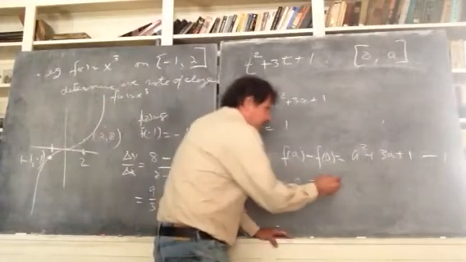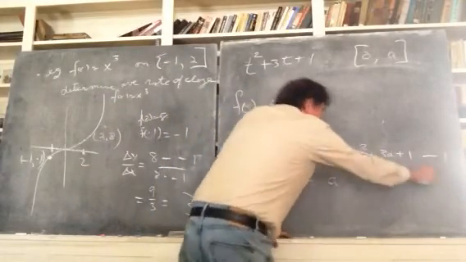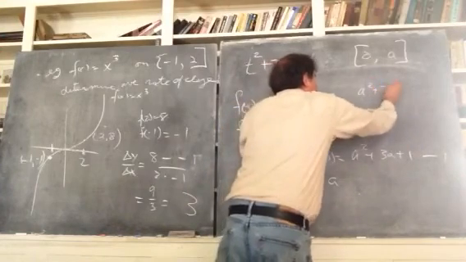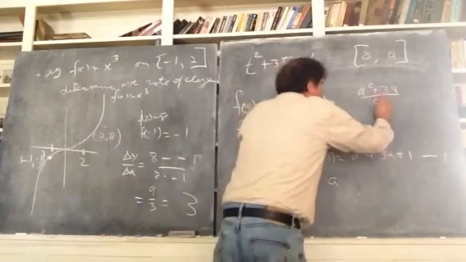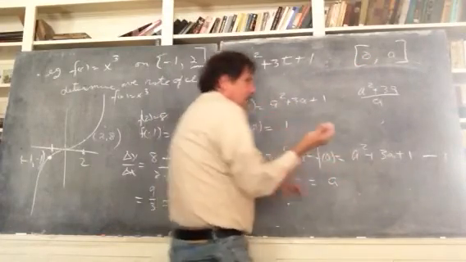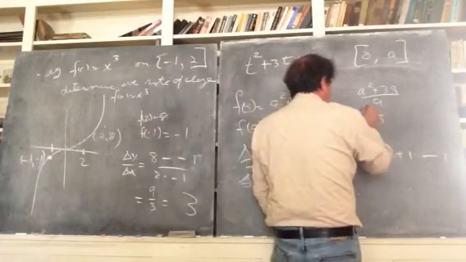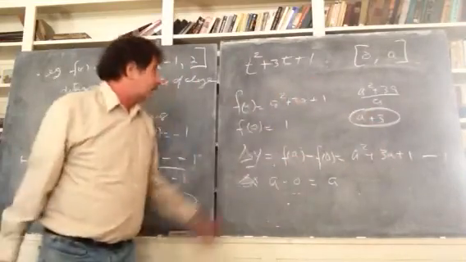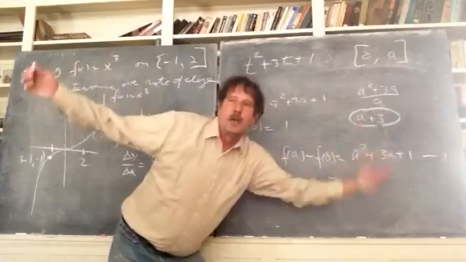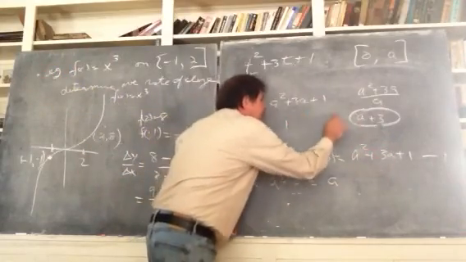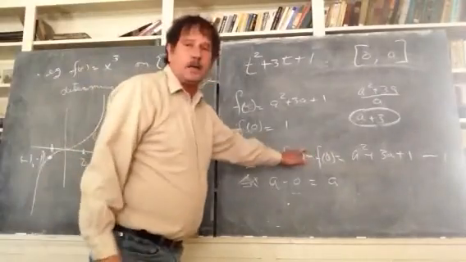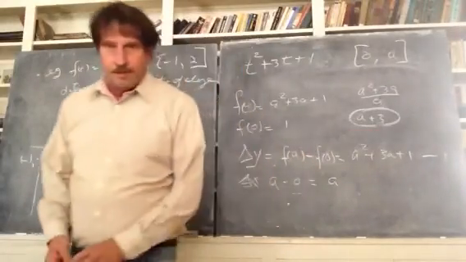And so the change in y's over change in x's is a squared plus 3a plus 1 minus 1, which is a squared plus 3a, over a minus 0, which is a. You can factor the a out because it cannot be 0, since it's an interval, so it's a plus 3. Boom. This function changes a plus 3 every time we incrementally increase it from 0, every second. If t is time, every second, this is changing a plus 3.